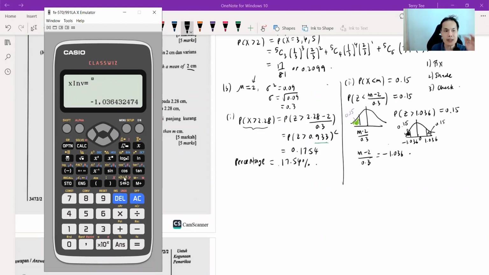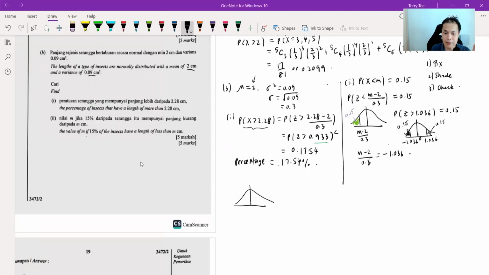Now, the thing is that this calculator is meant to measure the area from the left. Sometimes you may get the answer from the right, but it doesn't matter. So this is 0.15, this is negative 1.036. The calculator will read from the left, all right? So if your problem wants it on the right-hand side, then you have to flip it over and just drop the negative sign. Okay, now with that, we can just multiply this over.